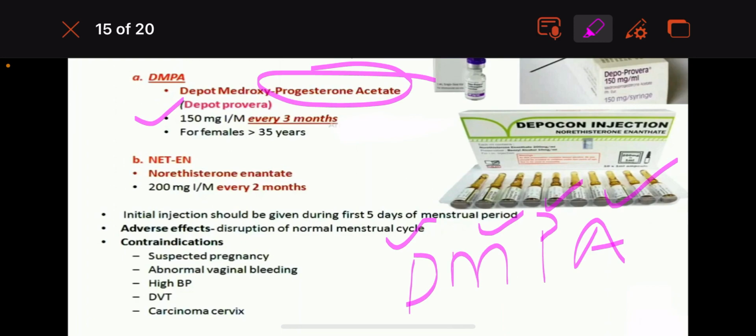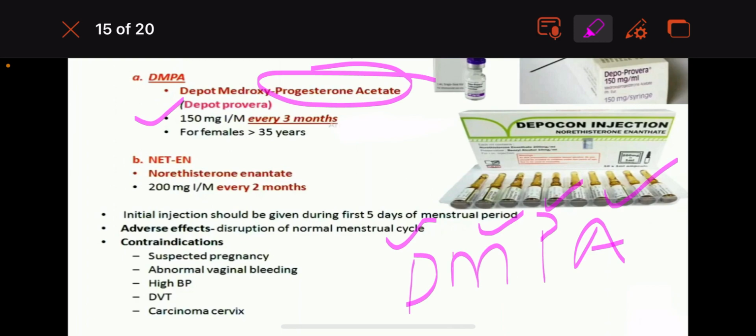It gives protection from pregnancy in 99% of women for at least 3 months. Just one injection. Imagine, OCPs are taken daily. Here, one injection, the standard dose given IM, prevents pregnancy for a period of 3 months. It has a contraceptive effect by suppressing ovulation. What does DMPA do? It suppresses the ovulation.